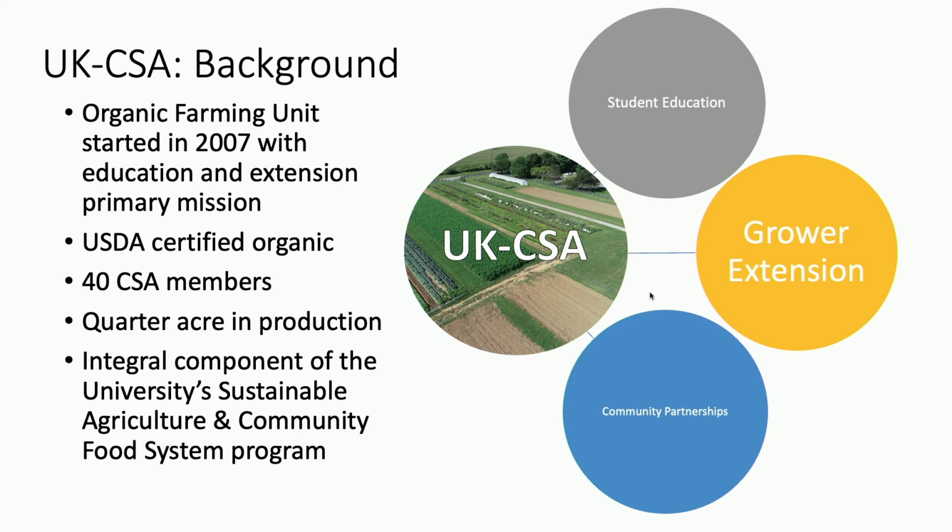But initially when we started out with the CSA, and this was before I was even there, it's always been part of the educational programming. So we have a sustainable agriculture and community food systems program, and the CSA was an integral part of that, a living laboratory, so to speak, for the students. But it started on just a quarter acre, and we only had about 40 CSA members back in 2007.